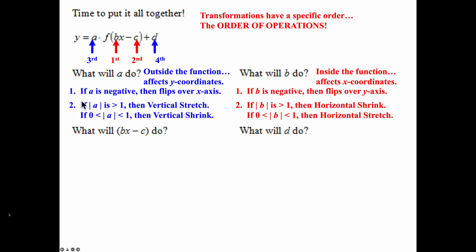Number two, if the absolute value of a is greater than 1, then you have a vertical stretch. If that absolute value of a is between 0 and 1, you have a vertical shrink. Look at the verbiage. Vertical stretch, horizontal shrink, opposite of each other. Vertical shrink, horizontal stretch, opposite. X-axis to y-axis, opposite, opposite, opposite.